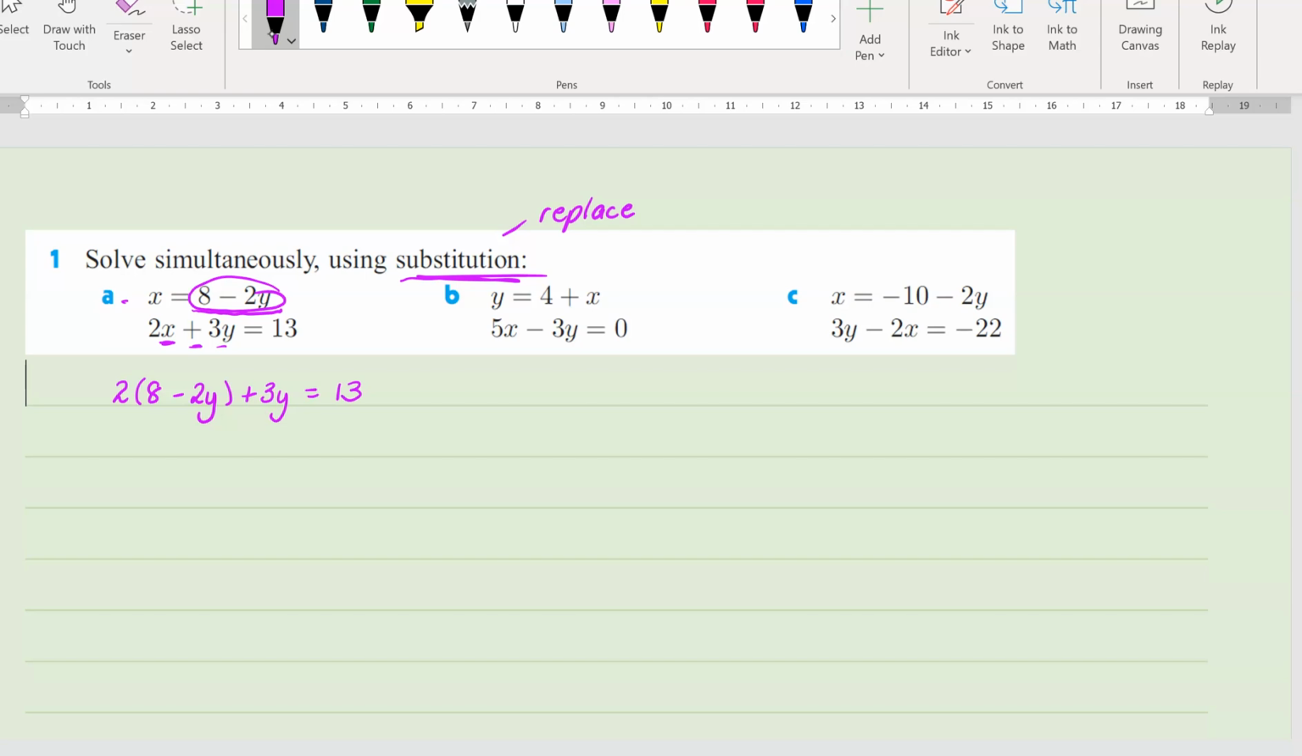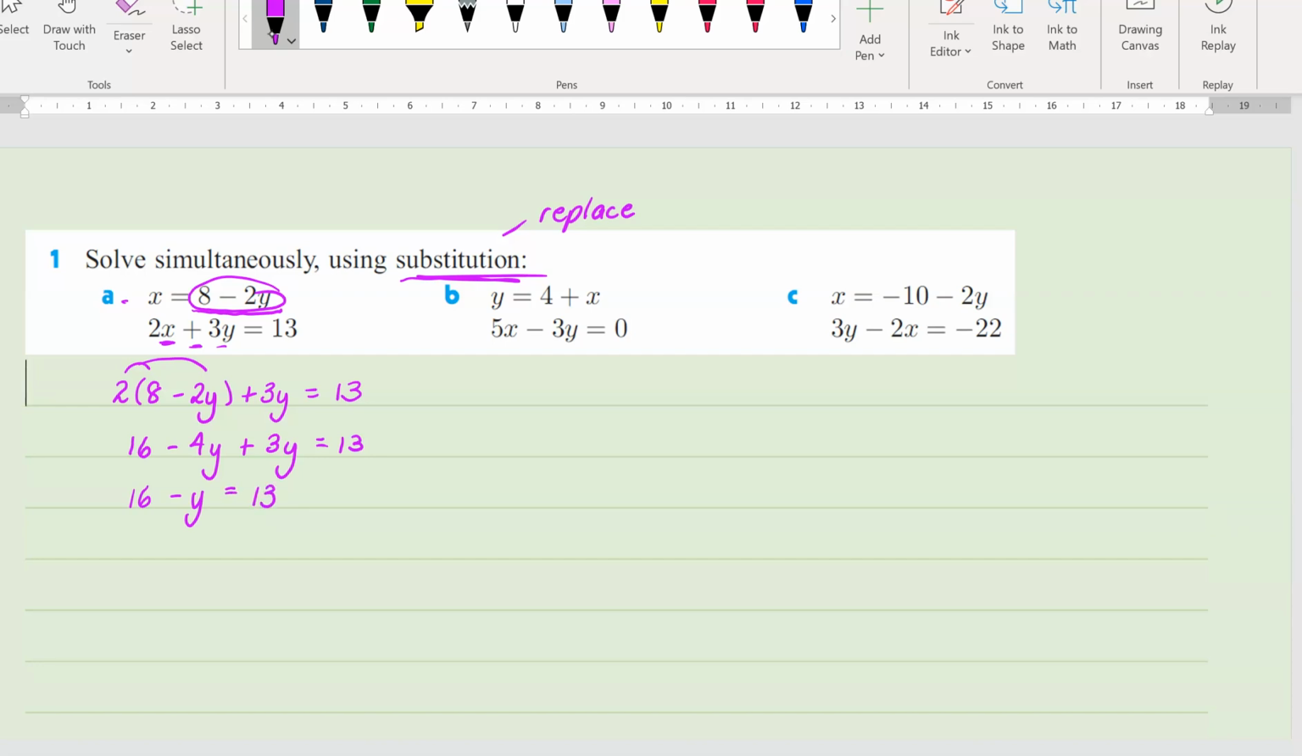And you might be going, well, this looks worse, but we've only got y's in it, we haven't got x's and y's. So we're going to expand our brackets. 2 times 8 is 16. 2 times negative 2 is negative 4. Stick the y there. Plus 3y equals 13, and we're going to tidy up. So 16 minus 4y plus 3y is minus 1y.